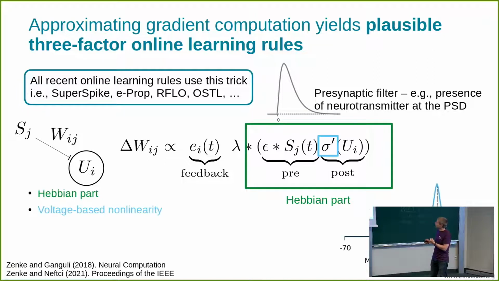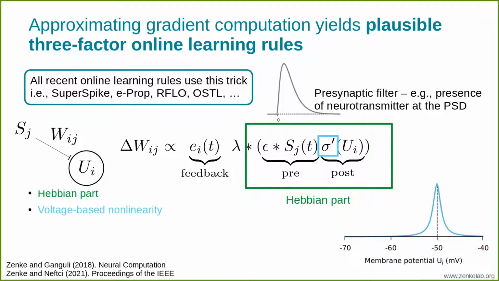And moreover, you have a nonlinearity here. It's actually a voltage nonlinearity, which comes from our surrogate gradient approach. This function looks like this. It's a monotonically increasing function. It's positive, monotonically increasing to the firing threshold in the membrane potential. That's something we know real neurons also have, because we know you need to depolarize them to induce plasticity.